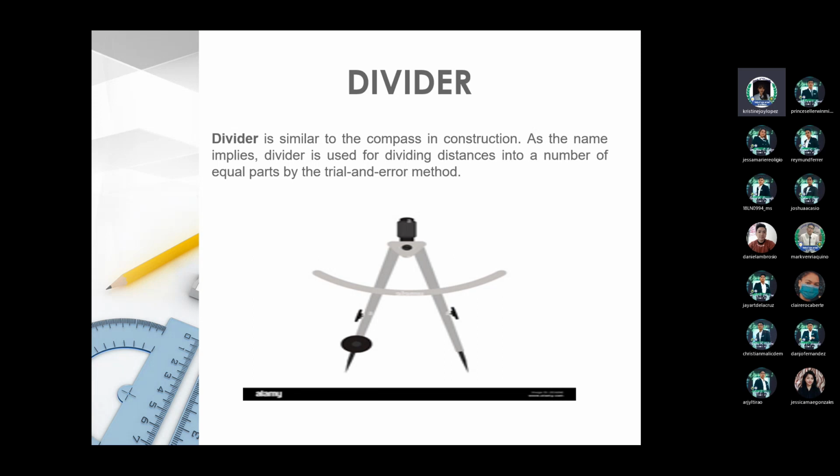And another measuring material is the divider. Mr. Argil, can you please read? Argil Siraw, are you there?